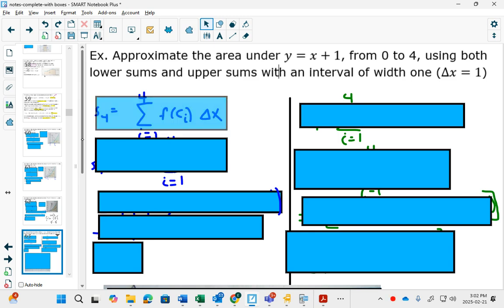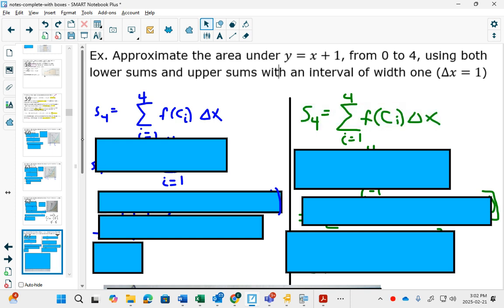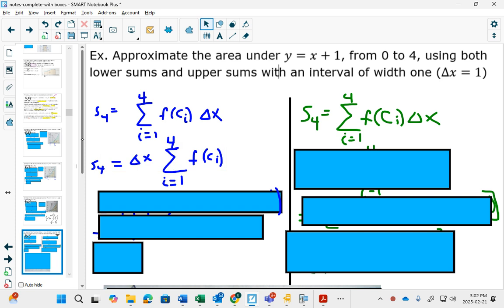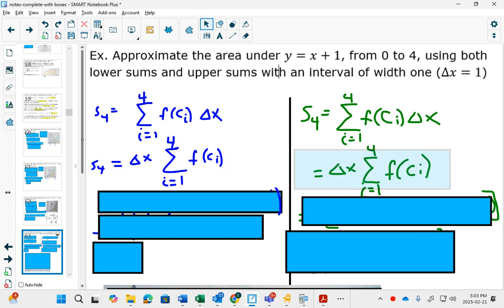But no, we are going to write out the sum formula for the lower ones and write out the sum formula for the upper ones. Which means we're going to add up 4 rectangles. Yes, 4 rectangles. The distance is 1 in between each of them from 0 to 4. Our change in x is 1 every single time. You can pull that out for the big ones and the small ones.